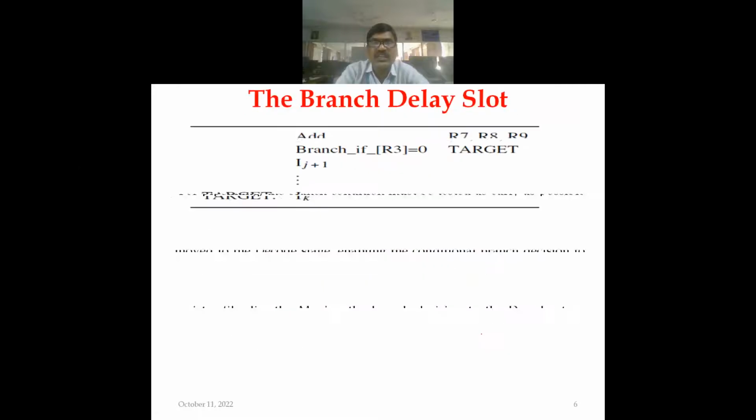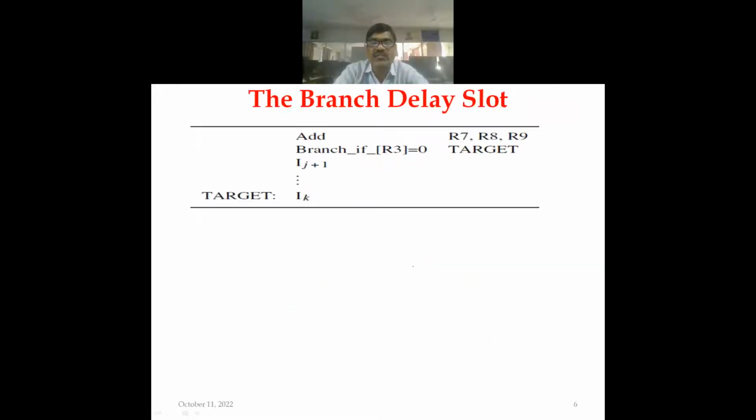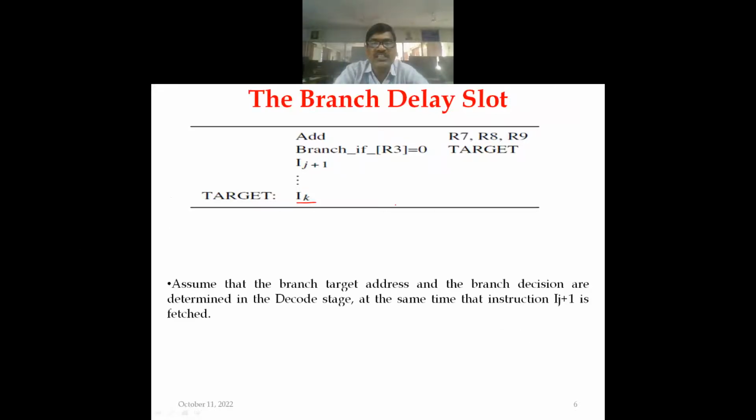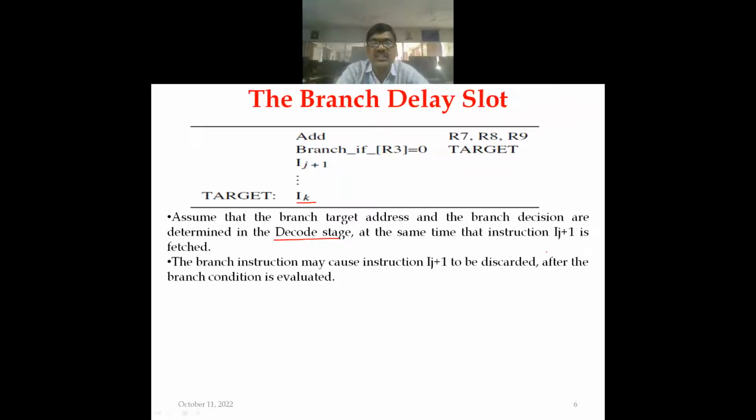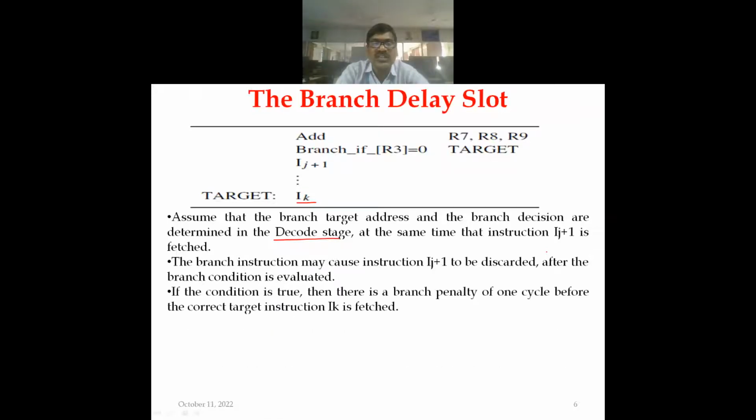If you take an example here, we are making use of this add R7, R8, R9. Then branch if the contents of R3 is 0 to a target. Ik is the instruction which is labeled with a target. Assume that the branch target address and the branch decisions are determined in the decode stage. At the same time, the instruction Ij plus 1 is fetched. So the branch instruction may cause instruction Ij plus 1 to be discarded after the branch condition is evaluated.